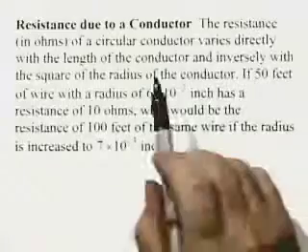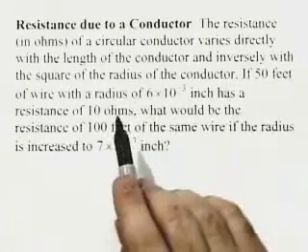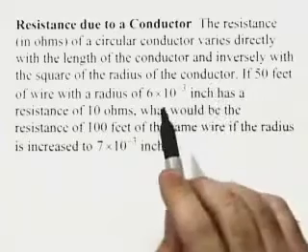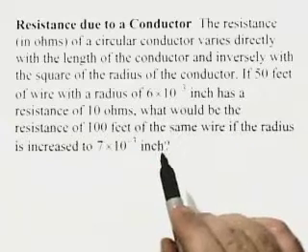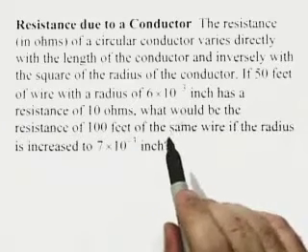In this problem, we look at an application involving direct and inverse variation. The resistance in ohms of a circular conductor varies directly with the length of the conductor and inversely with the square of the radius of the conductor.